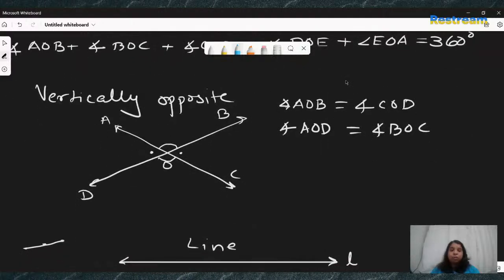Then we have vertically opposite angles, when two lines intersect each other. The angles they are making, the opposite angles, are called vertically opposite angles, and they are equal. Even though they don't look vertically opposite, if they are opposite to each other because of two intersecting lines, they are still called vertically opposite angles.